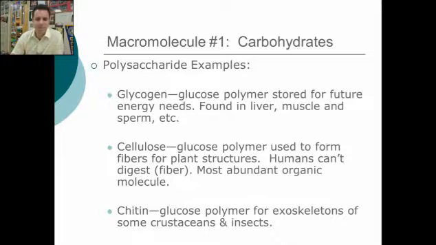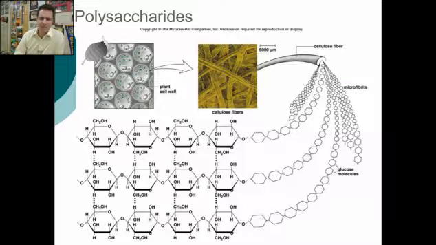Chitin, one you probably don't know about, is a glucose polymer. It's used in exoskeletons of insects and crustaceans, and it's actually also the basis for a dissolvable surgical thread. So here we see polysaccharides. This is an example of cellulose that you can see right there. And the cellulose, you see all the various long chains where each ring is basically one glucose molecule, one sugar. And it's very complex and very dense.